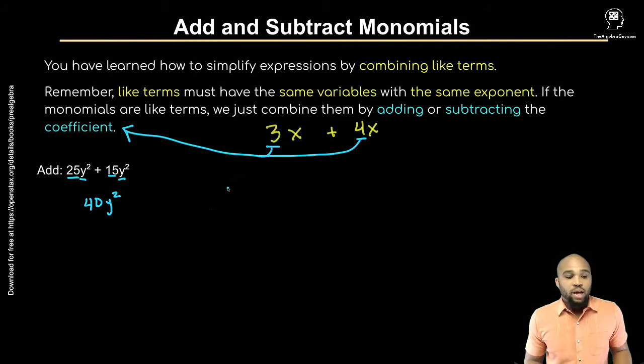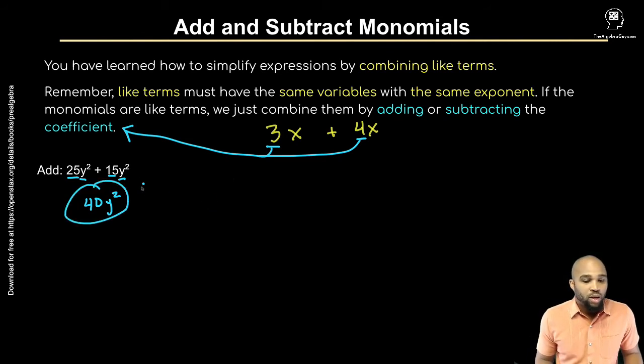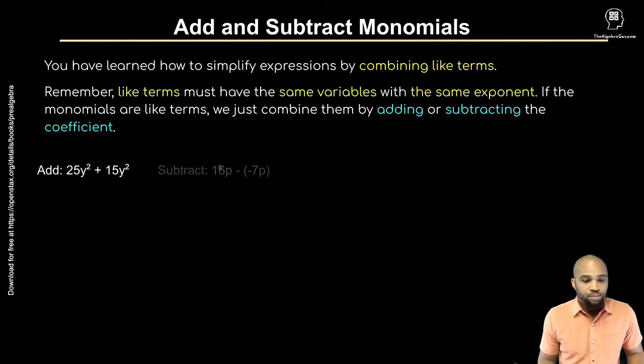It's just like saying I have 25 pencils and 15 pencils. And if I add them all together, I have 40 pencils. There's no need in changing the variable. We just added them all together. So 40y squared is my answer there.